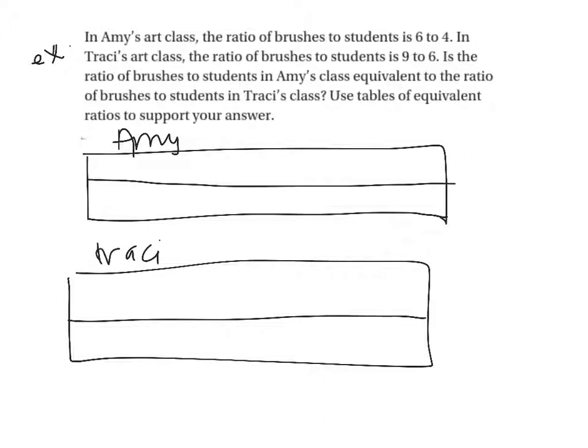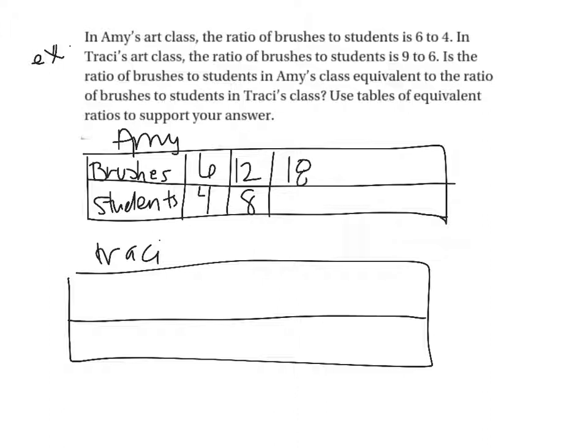Okay, so Amy, the ratio of brushes to students. So here's her brushes. And here's her students. And it's a 6 to 4 ratio. So if there's 6 brushes, there's 4 students. Then we're going to double it, 12 brushes, there's 8 students. Then we're going to triple the original. So tripling 6 would be 18. Tripling 4, which would be 12.